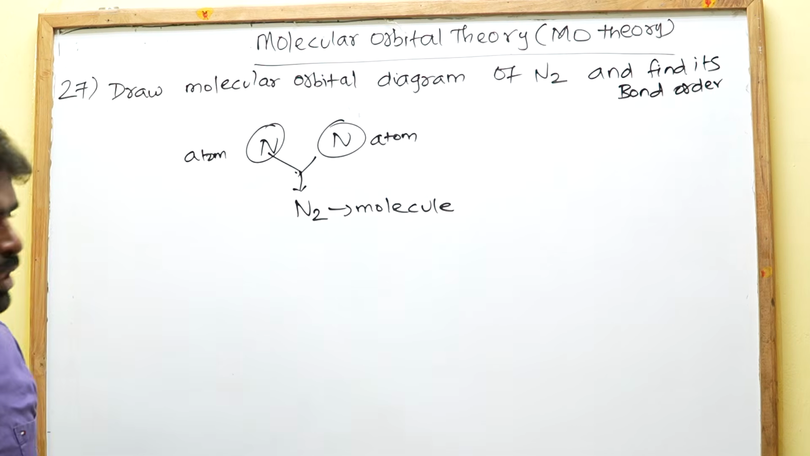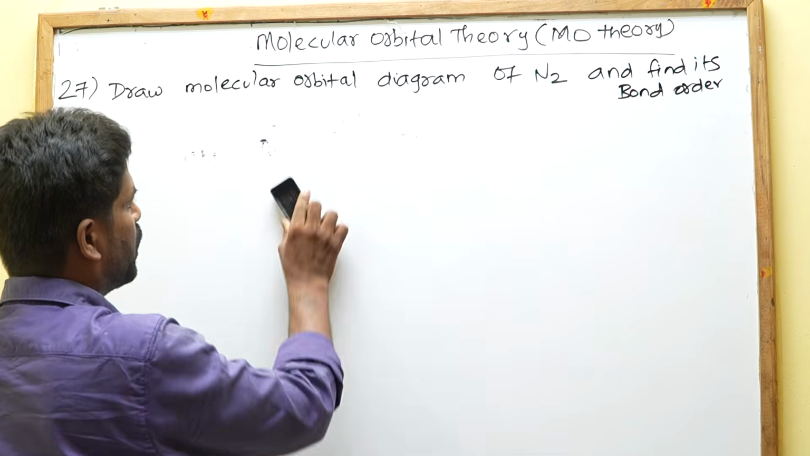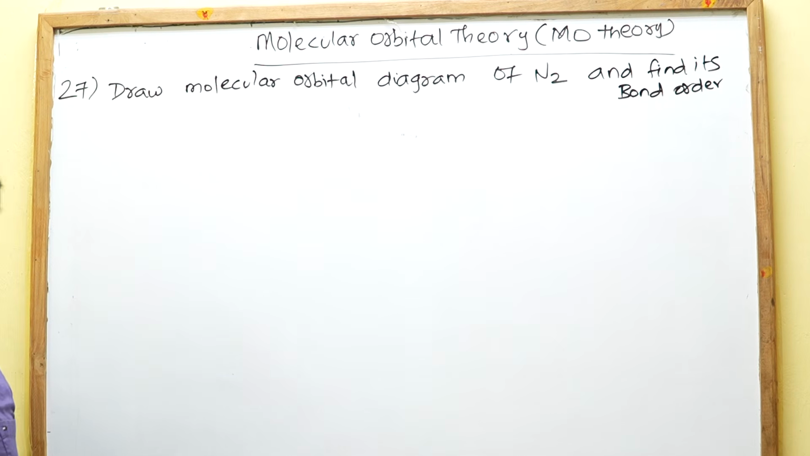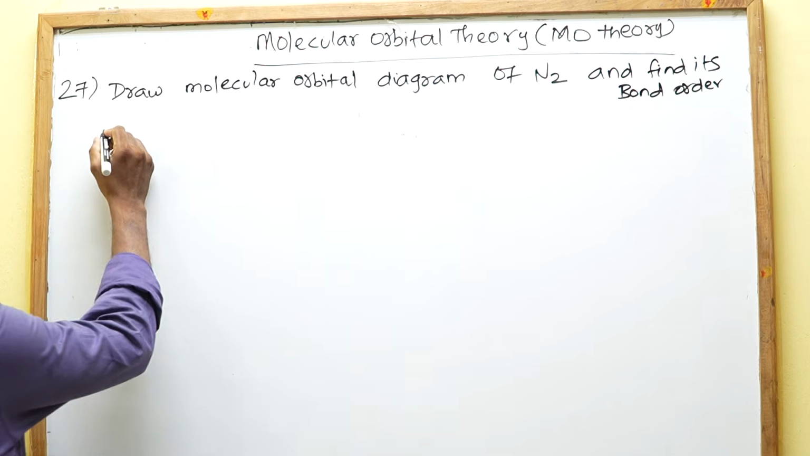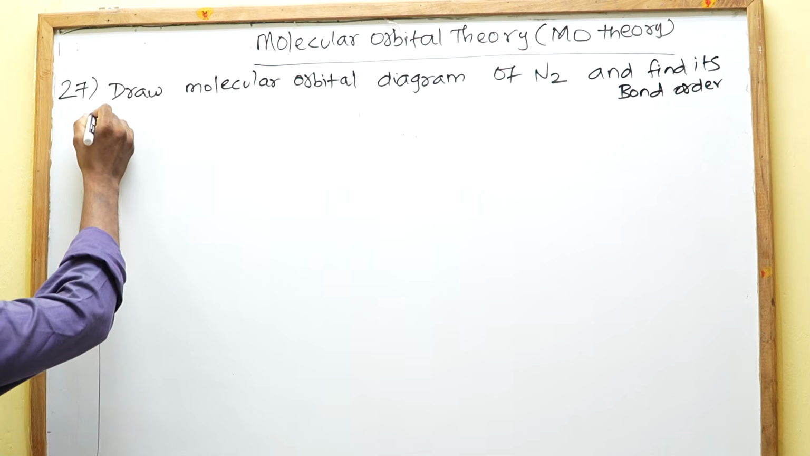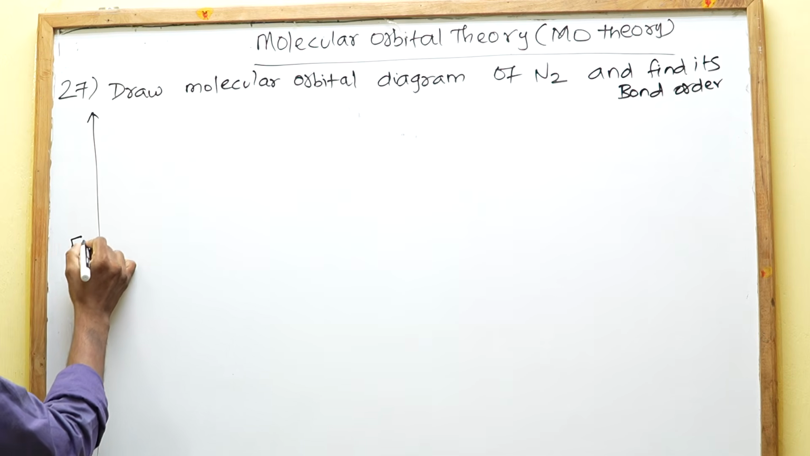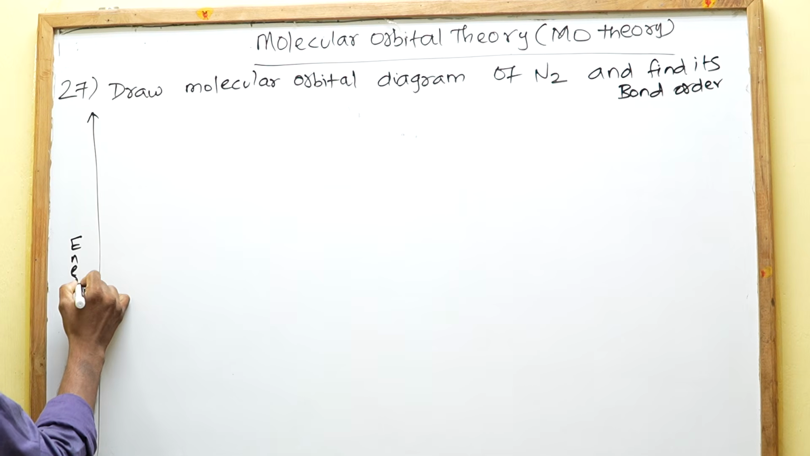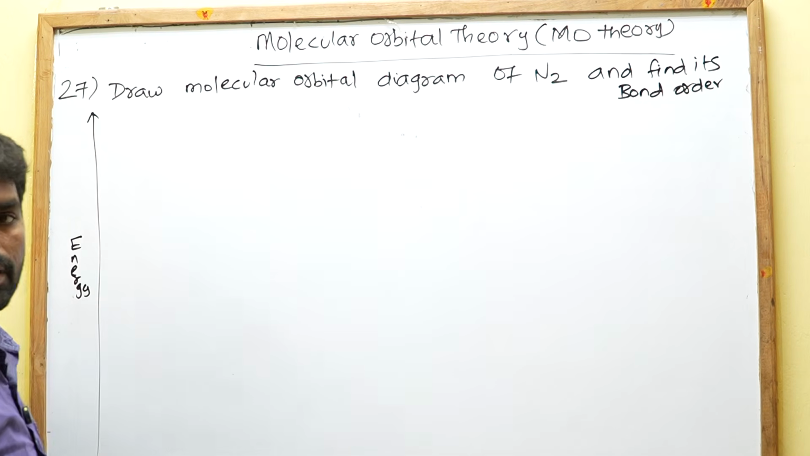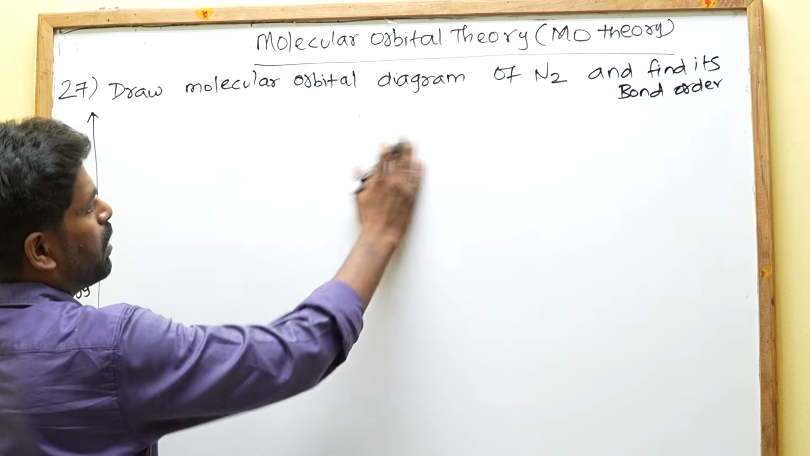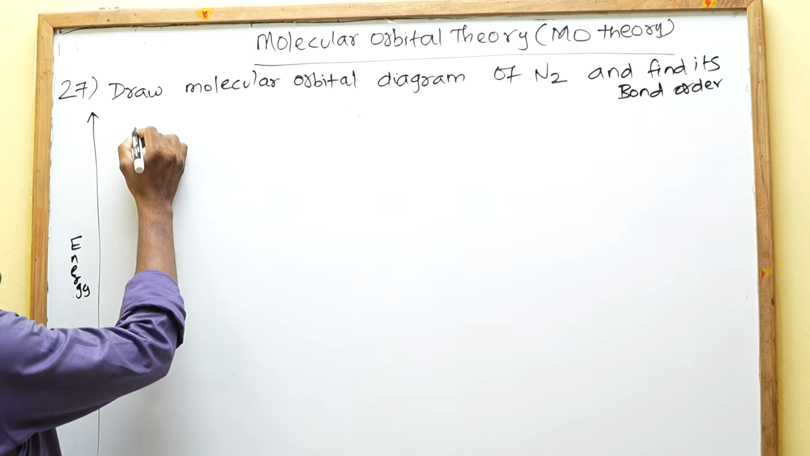So in an examination situation, I recommend you start with an energy scale bar. So draw an energy scale bar that represents energy on the left side. Okay, this is the first step. The second step is to write the electronic configuration of the individual nitrogen atom.